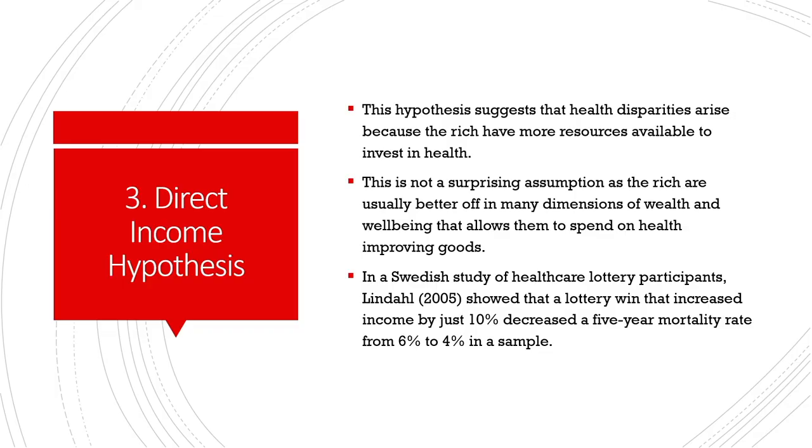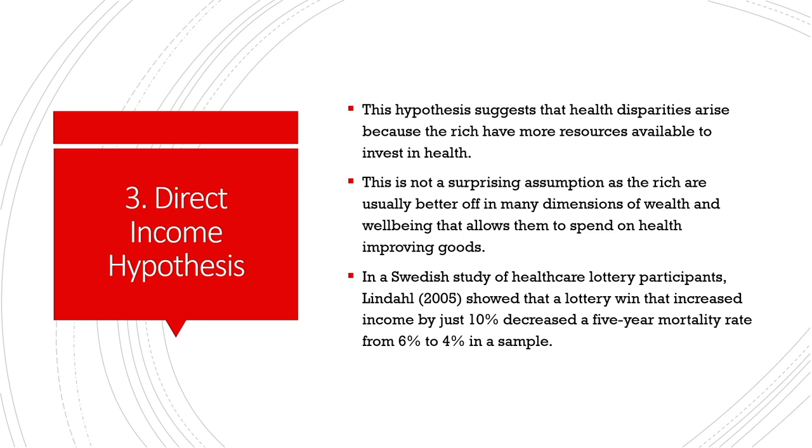The third hypothesis is that of the direct income hypothesis. So, this hypothesis suggests that health disparities arise because the rich have more resources available to invest in health. And therefore, if the rich have more resources to invest in health, that gives rise to better health outcomes for them vis-a-vis those who do not have enough resources to invest in health. Now, this is not a surprising assumption, as the rich are usually better off in many dimensions of wealth and well-being that allows them to spend on health improving goods.